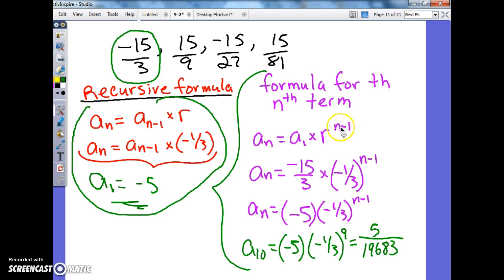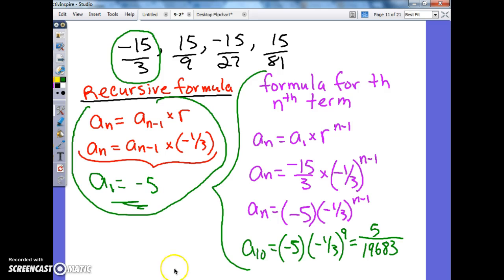It's always one less than the term. If you want the 20th term, that means we multiplied the first term by r to the 19th power, r times r times r, and so on. Okay? For this, here's our first term. I'll write it as negative 5 times negative 1/3 to the n minus 1 power.